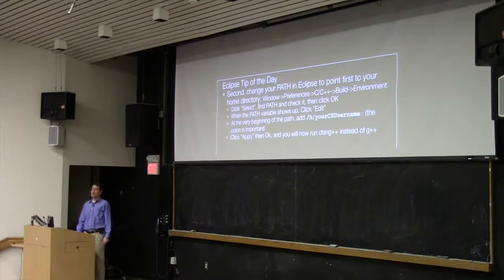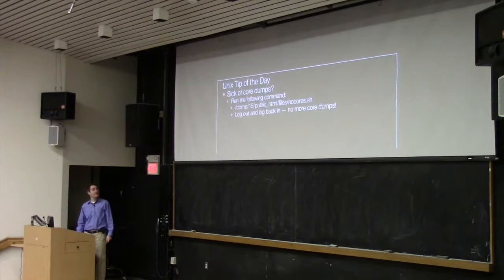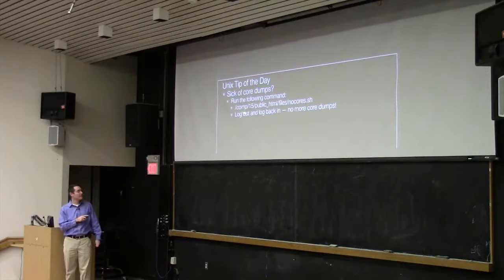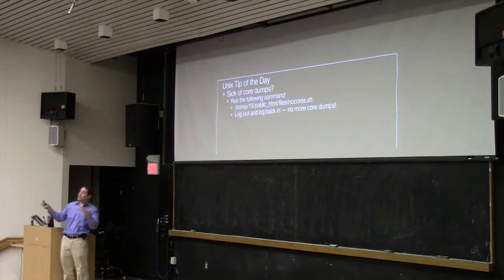This is a big one. This one I just realized today that we could fix. Anybody sick of core dumps? Haha. If you go and run this little script I created, nocores.sh, in /comp/15/public_html/files/nocores.sh, it will, if things go correctly, set up your system so the next time you log in, no more cores. Right? You'll seg fault, but it'll just say aborted, and it won't produce a core file, so it won't fill up your directory, which is kind of nice.